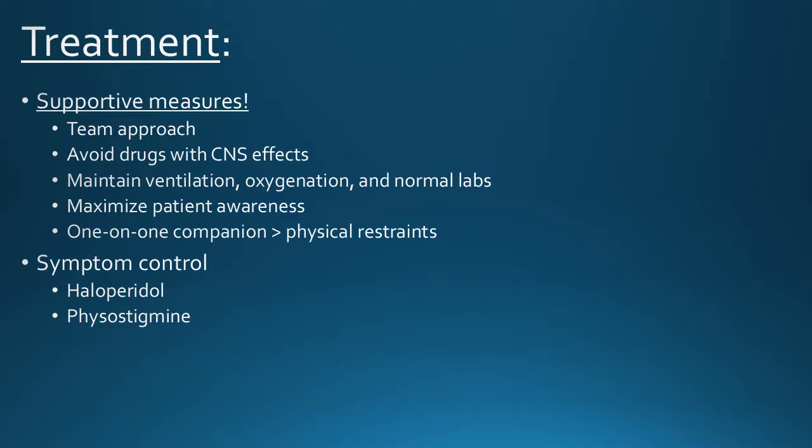Utilize techniques to maximize the patient's awareness of their environment and orientation. These include providing an easily visible clock and current date, having lights on during the day, involving staff and family, and frequent reorientation of the patient. Low-dose haloperidol in doses of 1 to 5 milligrams can be used for symptom control as it acts as a central dopamine receptor antagonist. Physostigmine, used in doses of 0.5 to 2 milligrams IV, can be given if anticholinergic-induced delirium is suspected.